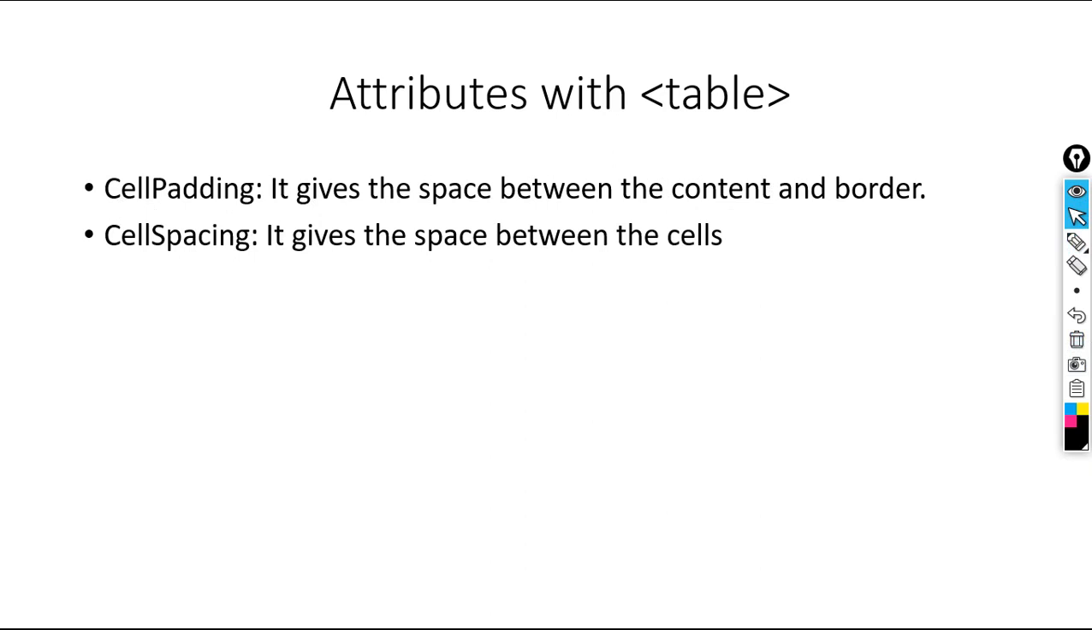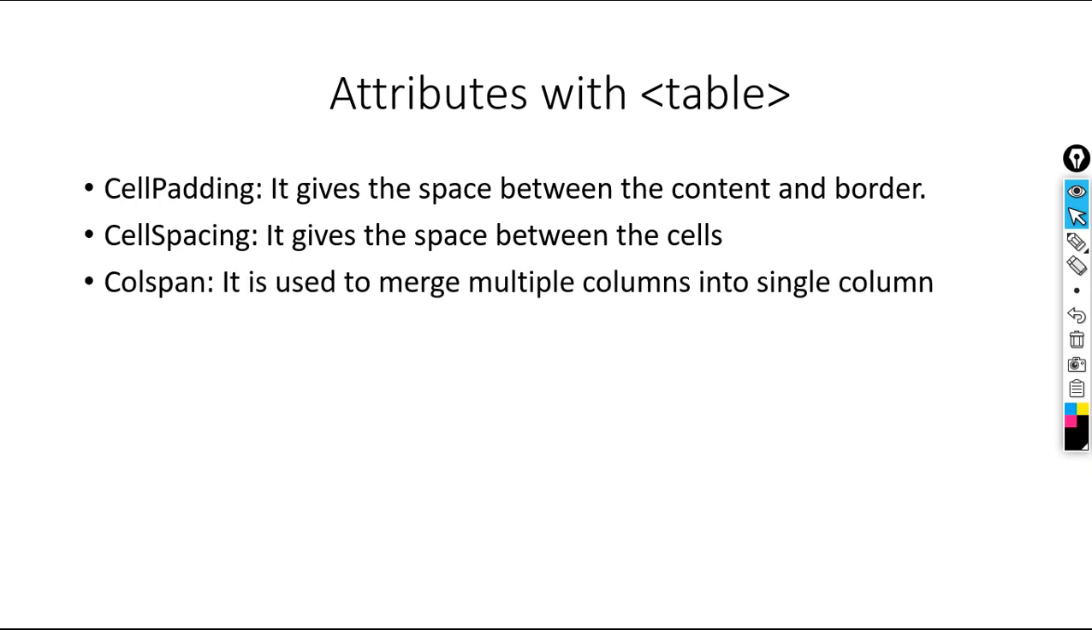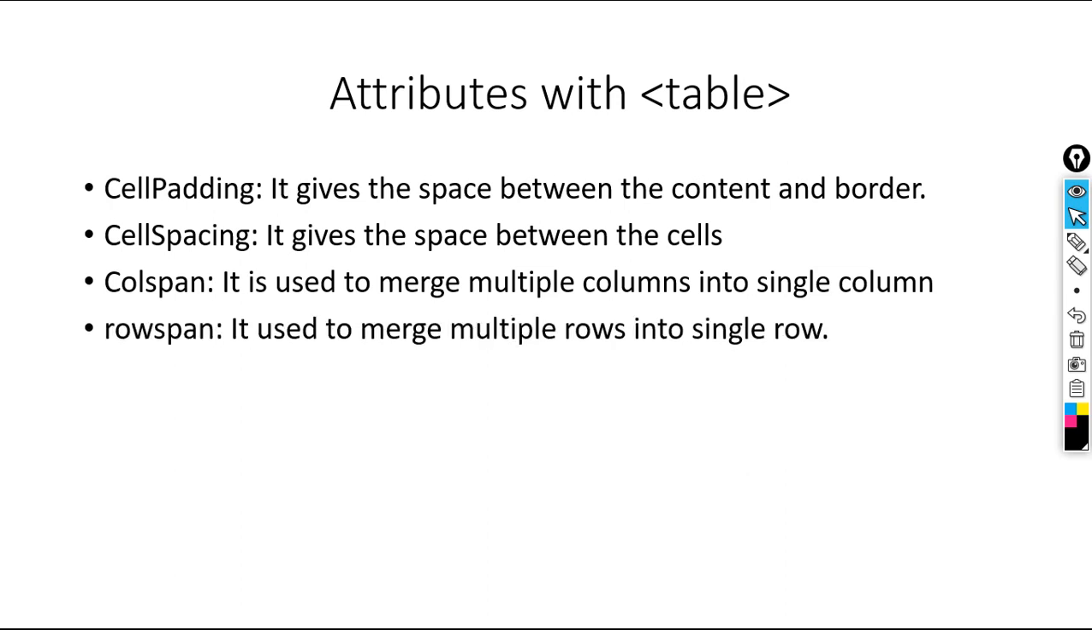Cell spacing gives the space between the cells. We have so many cells in a table, so to give space between those cells we use the cell spacing attribute of the table. Now the colspan attribute is used to merge multiple columns into a single column. Rowspan is used to merge multiple rows into a single row.